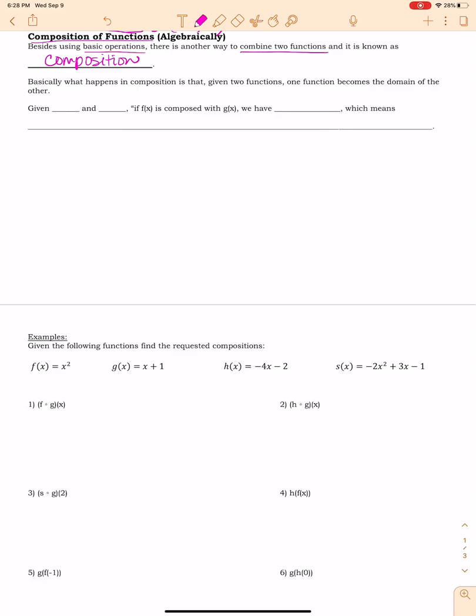Well, here's what it means. It means basically that if we have two functions, one function can become the domain of another function. So let's say I give you f of x and g of x. So if f of x is composed with g of x, we have f of g of x, which means g of x becomes the domain of f of x. Basically, the domain is x, and g of x becomes that. And it doesn't just work with f. If I wanted to compose g of x onto f of x, then I would have g of f of x, and f of x could become the domain of g. So that is essentially what's happening.